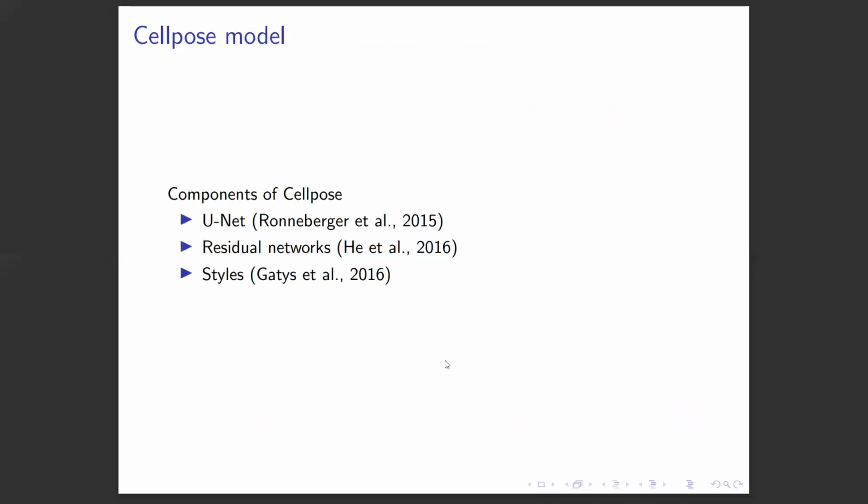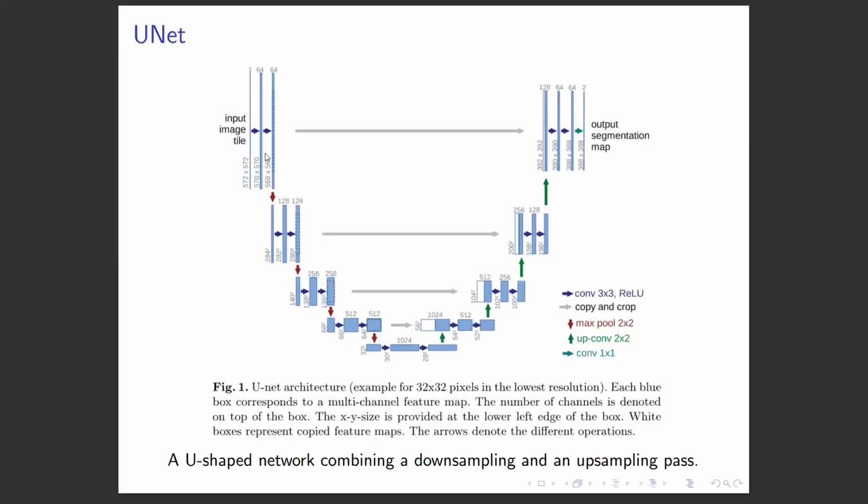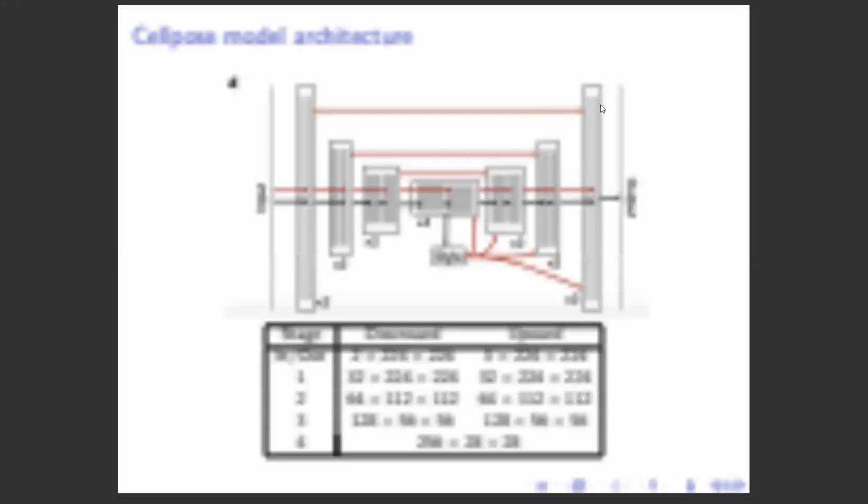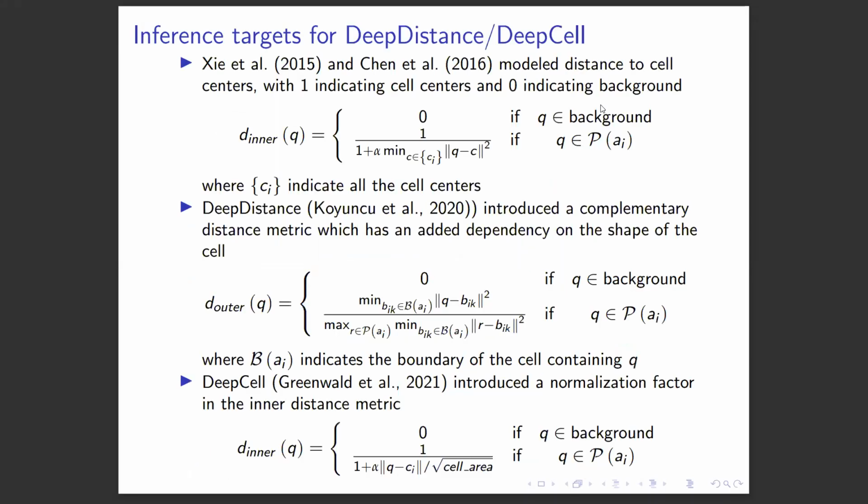But the actual network is very commonplace nowadays. It's a UNet, because unlike classification, you're not predicting a single attribute from an image. You are predicting a set of attributes for each pixel. So you need to go down in spatial dimension and then climb back up. So it's a UNet.